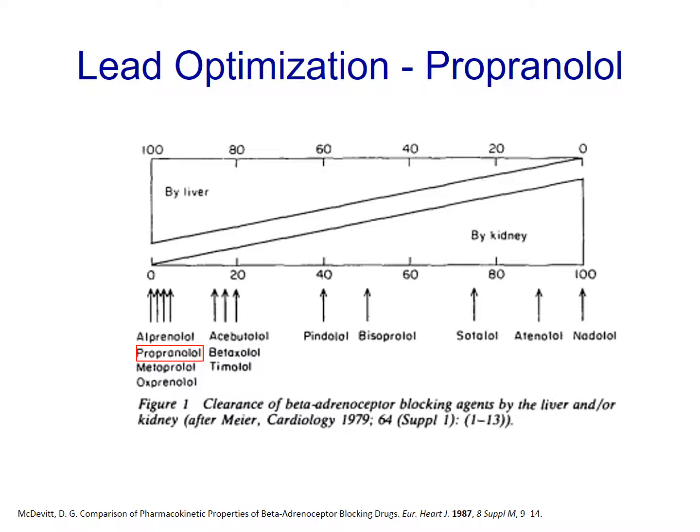As the figure shows, the lipid-soluble beta blockers like propranolol are cleared almost entirely through the liver, whereas hydrophilic drugs toward the right of the figure depend on renal clearance. More explicitly, to illustrate this point, the hepatic clearance rate of propranolol is approximately 1,000 milliliters per minute, and its renal clearance is about 0 milliliters per minute.